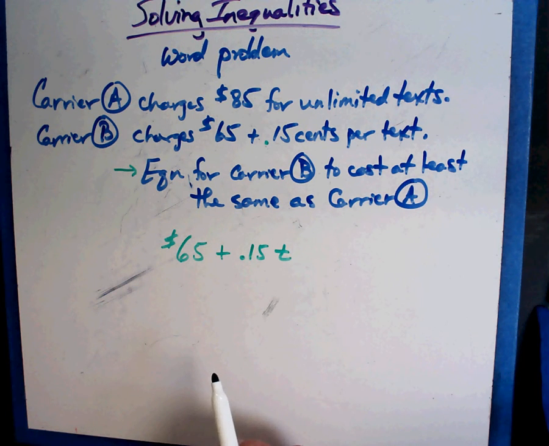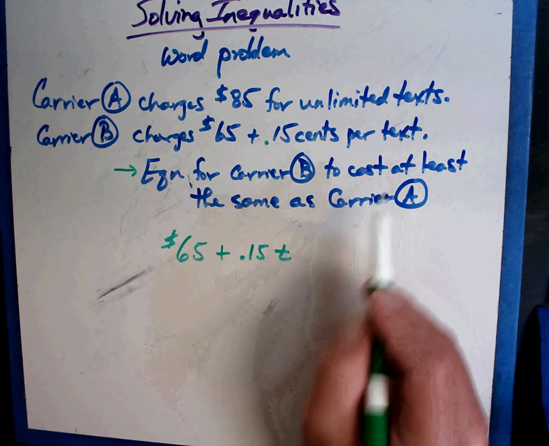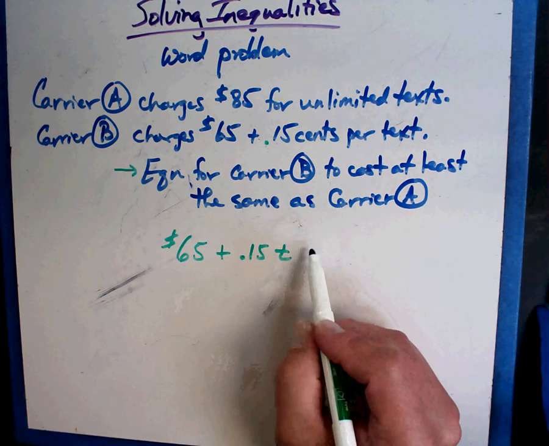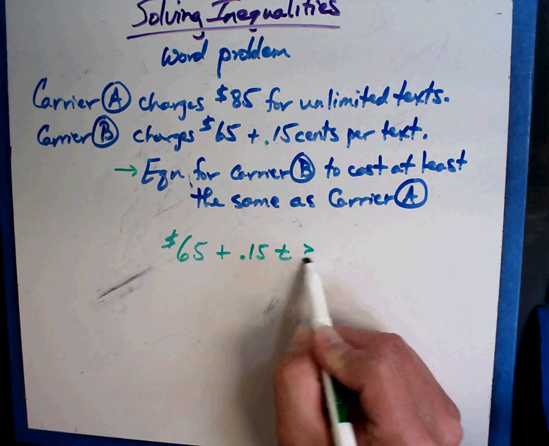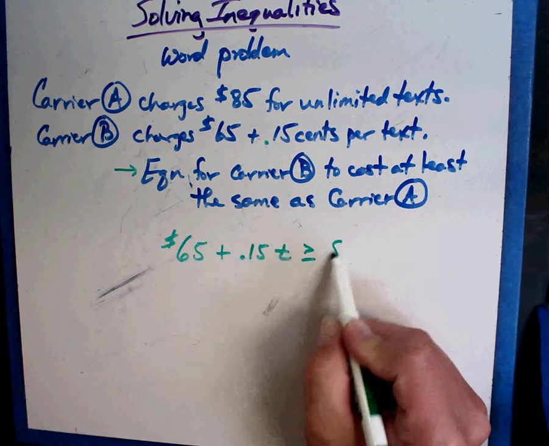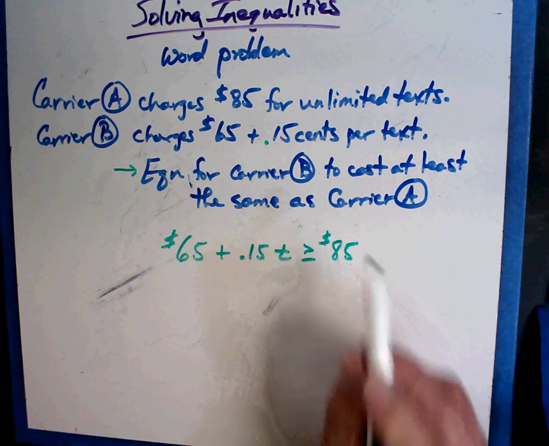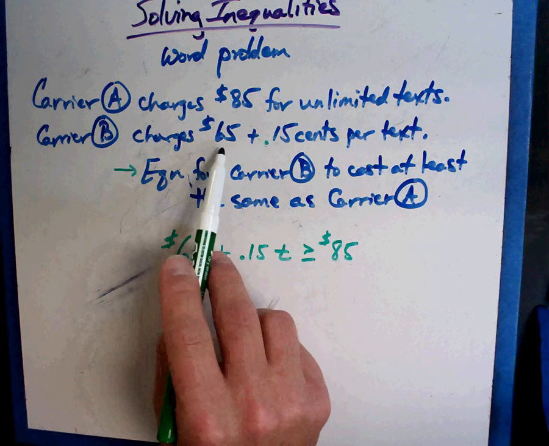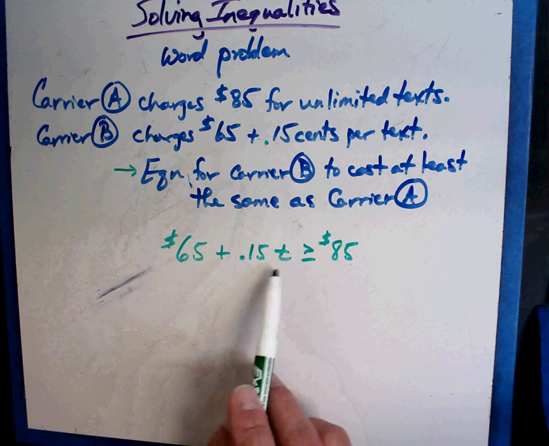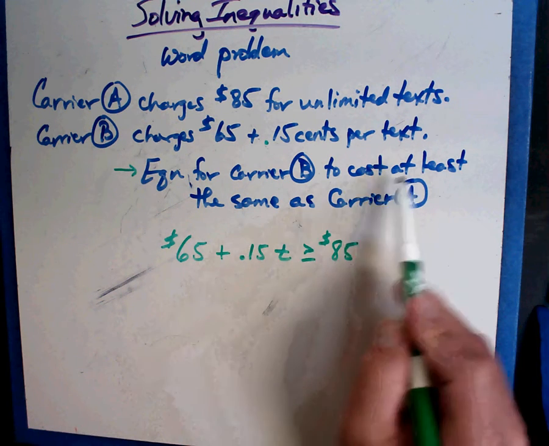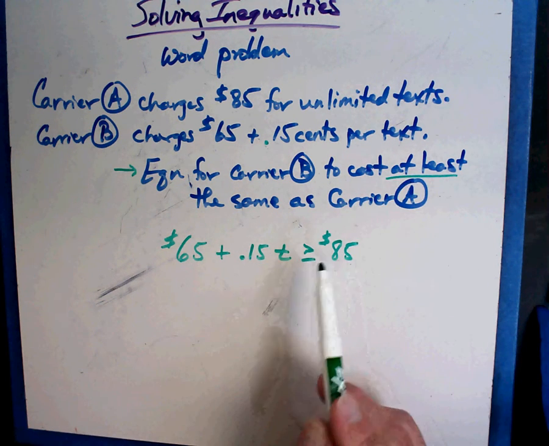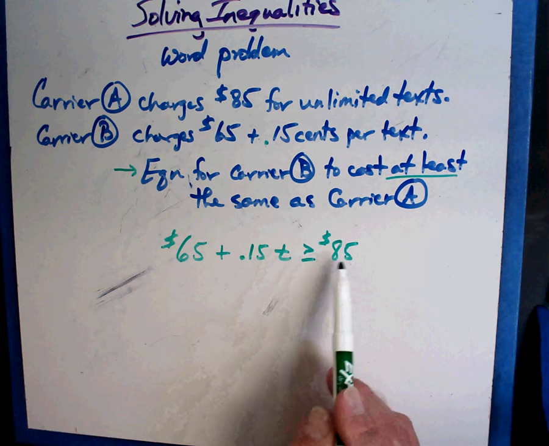That seems easy. And they want it to be at least the same. So that means it's going to be equal, if not greater. So it has to be greater than or equal to $85. So let me say that again. $65 plus the 15 cents per text has to be, and it says at least, that means it's equal, if not greater. So greater than or equal to 85.